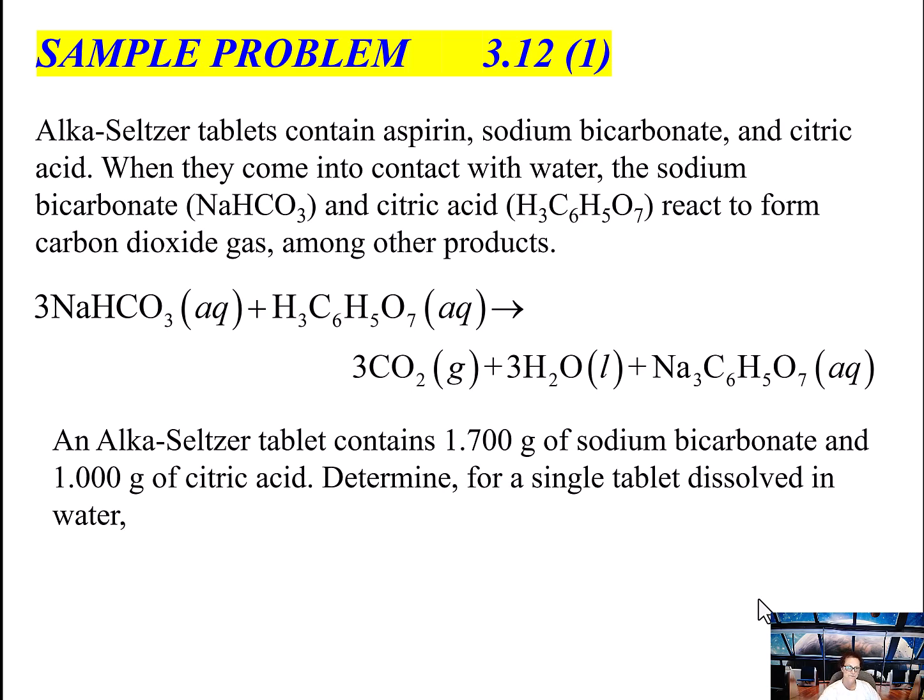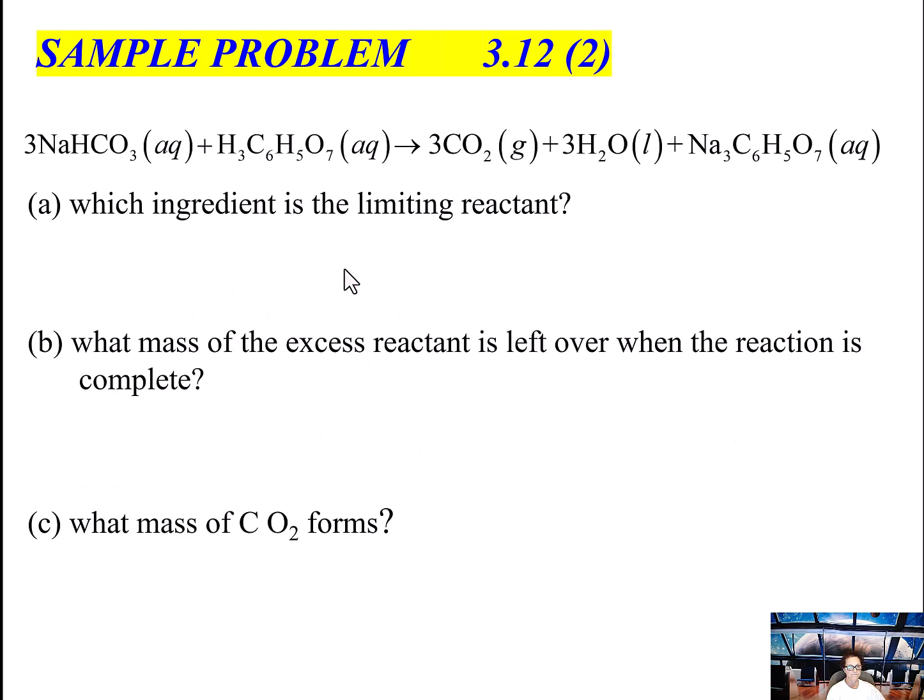Okay, so lots of words in this problem, so I'm going to work it on the actual next page. Alka-Seltzer tablets contain aspirin, sodium bicarb, and citric acid. When they come into contact with water, the sodium bicarbonate and the citric acid react to form carbon dioxide gas and other things. An Alka-Seltzer tablet contains 1.700 grams of sodium bicarbonate and 1.000 grams of citric acid. For a single tablet, if we dissolve that in water, let's calculate the following.